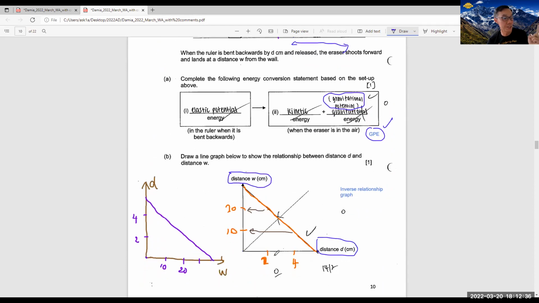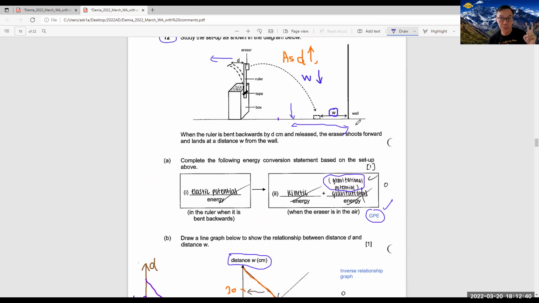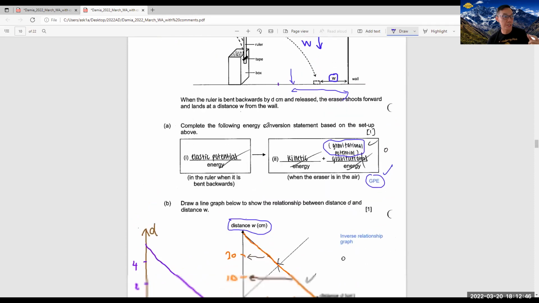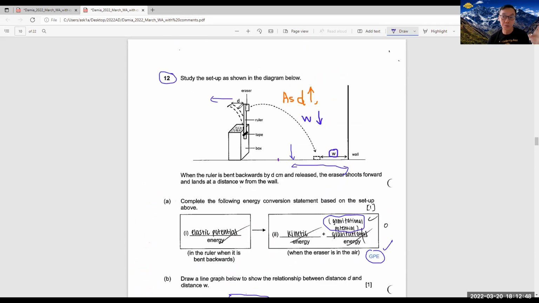Supposedly that distance is 20. That means from here to here is 20 centimeters. Okay, then you stretch it double to 4 centimeters. So logically, it will store more elastic potential energy. So the eraser will land closer to the wall. That means the W distance is shortened.